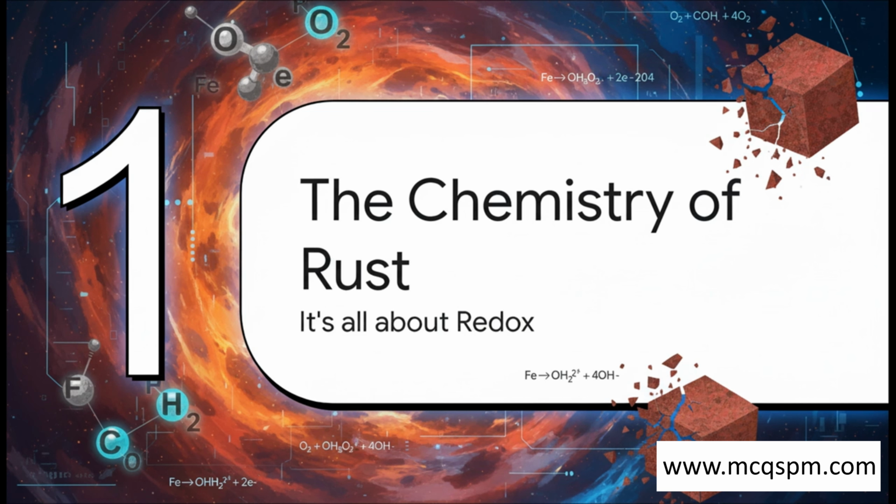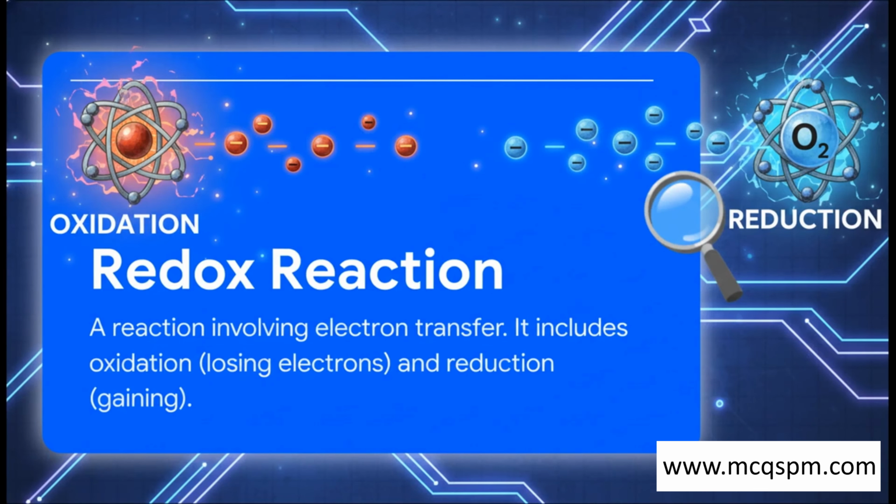Right. So to beat the examiners at their own game, we need to go deeper than just brown flaky stuff. We've got to understand what rust is at the atomic level. And it all starts with the fundamental chemistry behind it. At its very core, rusting is just a redox reaction. Now, don't let that word scare you. Redox is just a mashup of reduction and oxidation. All it means is that we have a reaction where tiny particles called electrons are being passed around. One substance loses electrons, we call that oxidation. And another substance gains them, and that's reduction. That's it. That is the secret to the entire process of rusting.